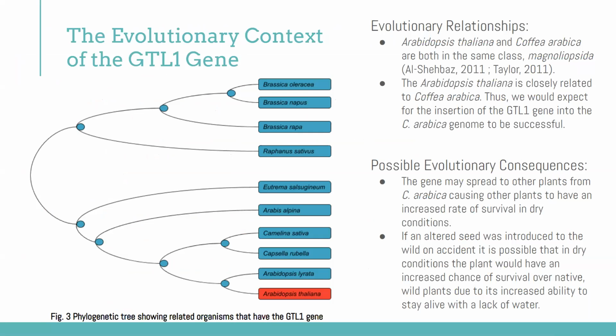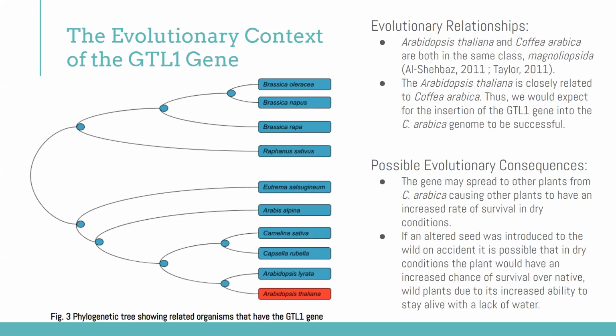Looking at the evolutionary context of the GTL1 gene, we can determine how our project would be fairly successful. We have constructed a phylogenetic tree for the family Brassicaceae, which Arabidopsis thaliana belongs to. Looking at other plant organisms related to Arabidopsis thaliana, they have also found success in these dry environments. And this increases our project's likelihood of success, as other similar organisms with similar genes have already demonstrated that they have an enhanced ability to survive in lower water conditions. Furthermore, Arabidopsis thaliana and Coffea arabica are in the same class, and so we can expect the insertion of the GTL1 gene into the Coffea arabica genome to be pretty successful.